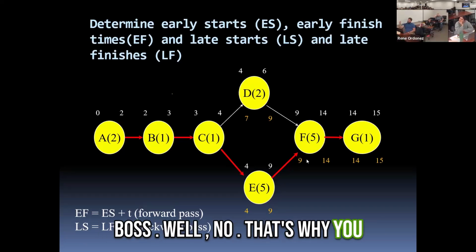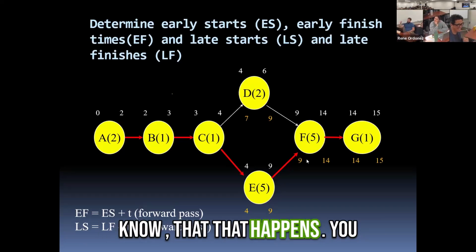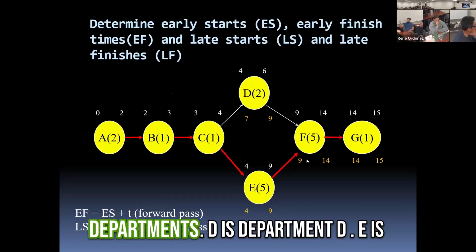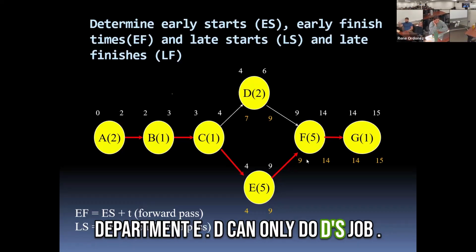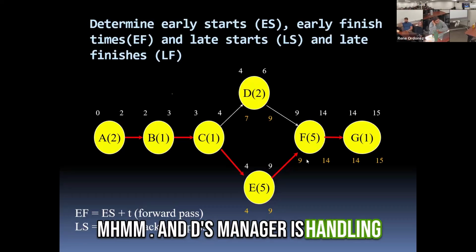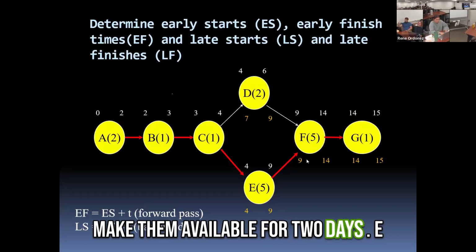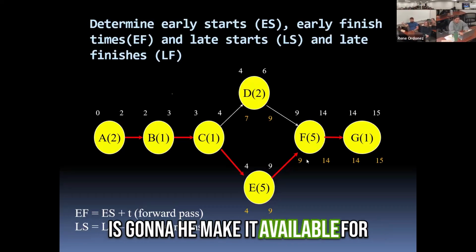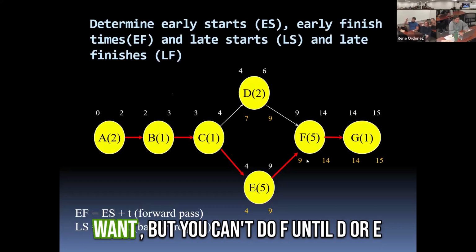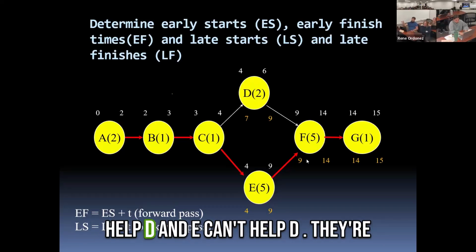Well, no, but that happens. Let's say you have multiple departments. D is department D, E is department E. D can only do D's job, and D's manager is handling all of their stuff. They're going to make them available for 2 days. E is going to make it available for 5 days. E can do whatever they want, but you can't do F until D and E do their thing. Correct. D can't help E and E can't help D.